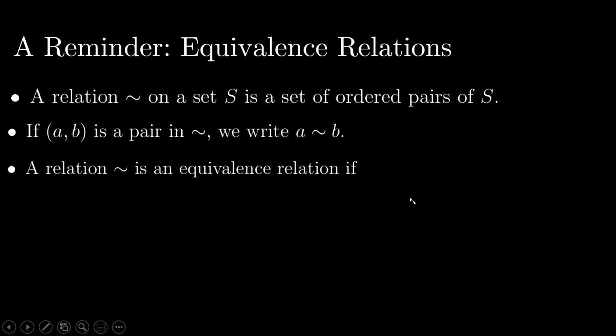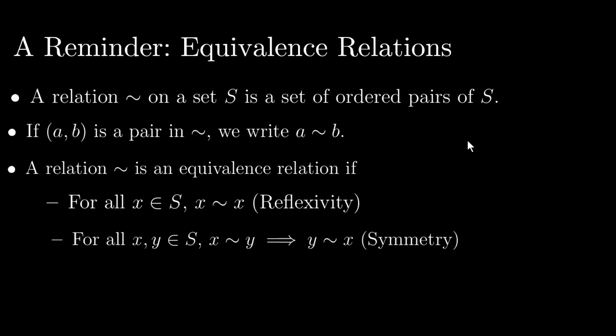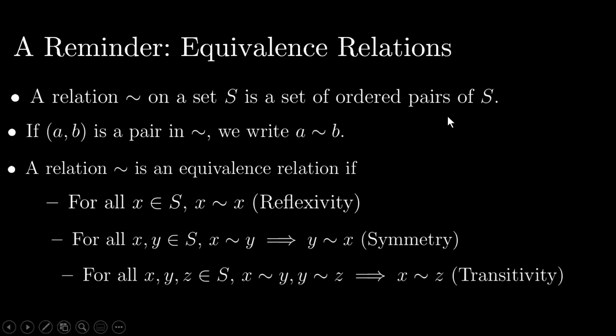So a relation is an equivalence relation if it satisfies these properties, right? Any element has to be related to itself. If X is related to Y, then Y is related to X, so the order of the pair doesn't really matter. And if X is related to Y and Y is related to Z, then X is related to Z. So if we change the word related to the word equivalent, this tells us that an equivalence relation is meant to behave like the equal sign. Anything is equal to itself, right? If X is equal to Y, then Y is equal to X. And if X is equal to Y and Y is equal to Z, then X and Z are equal.